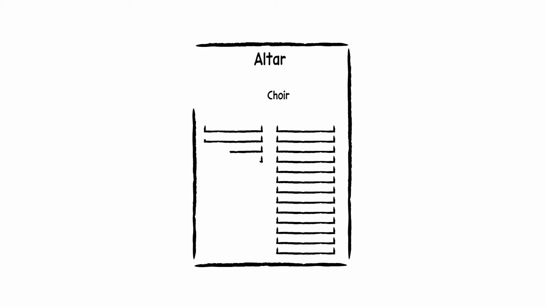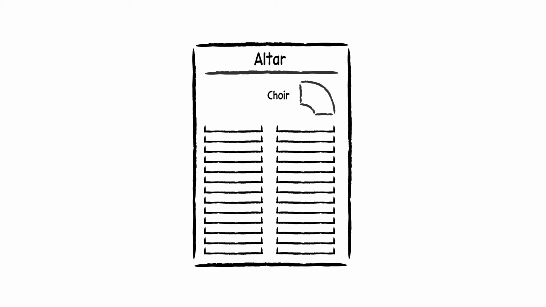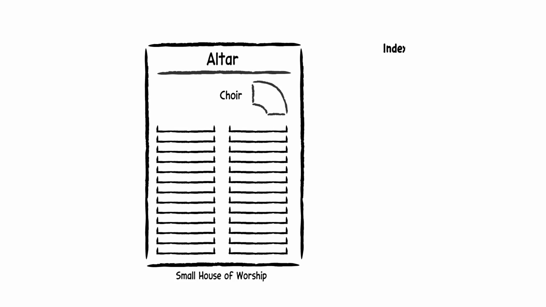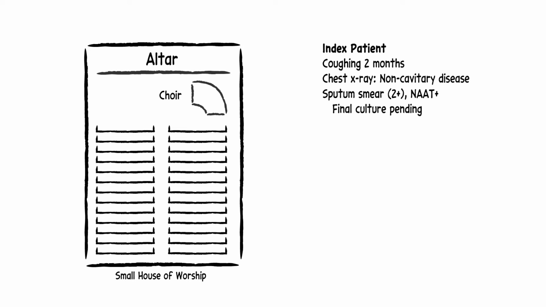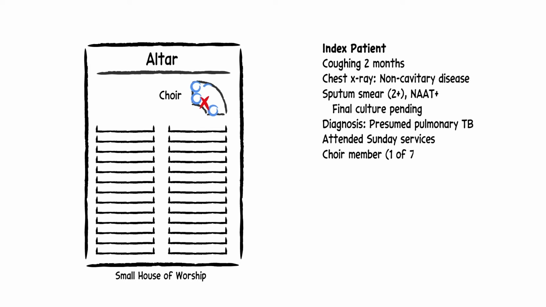This is a sketch from an investigation involving a small house of worship. The index patient was coughing 2 months, had non-cavitary disease, was sputum smear positive with final culture pending, and presumed to have pulmonary TB. The patient attended services on Sundays as a member of a 7-person choir. The entire congregation consisted of approximately 35 members who sat randomly throughout the sanctuary's 28 pews.